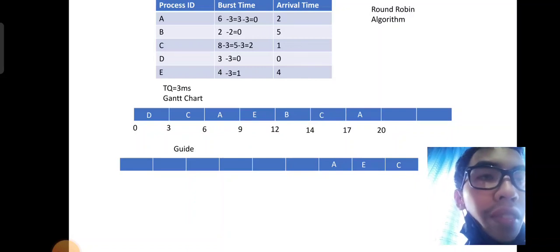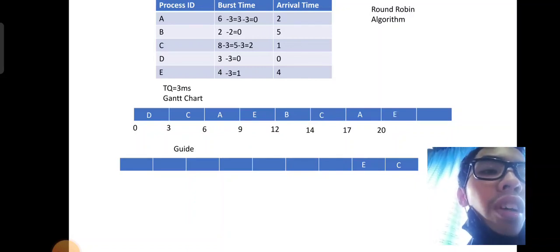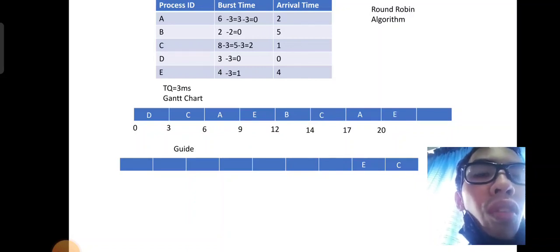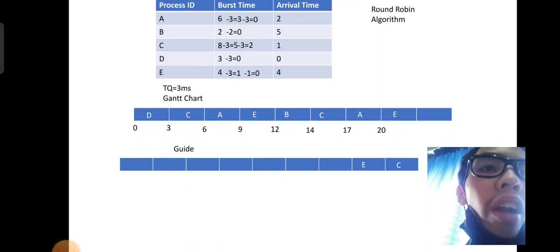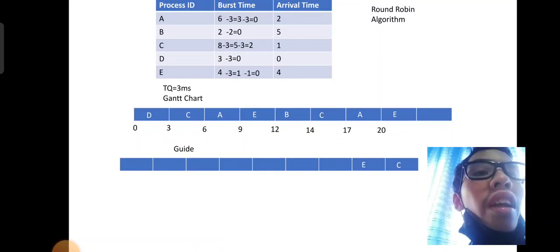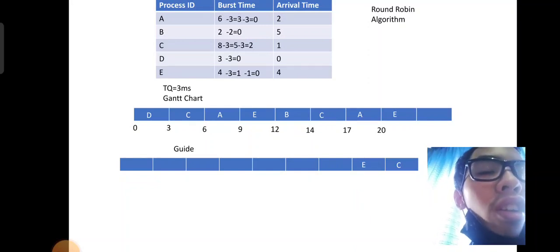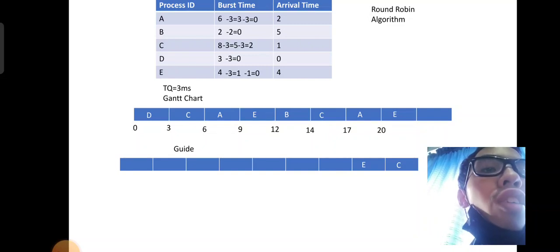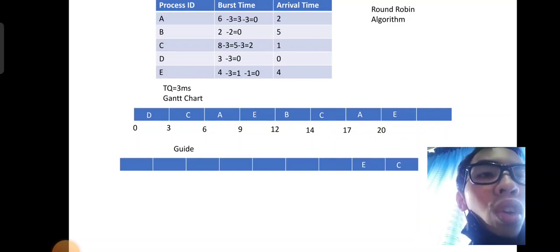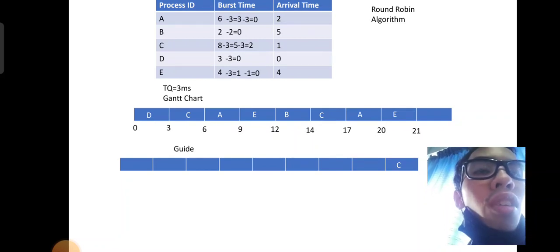Then after that, process E will enter the CPU. Then after that, to execute it, we will subtract the burst time of it by 1 because it has only 1 remaining. So 1 minus 1 is equal to 0. Then after that, what we subtracted will be added to the time finish of process A. So 20 plus 1 is equal to 21. That is the time finish of process E, 21. Then after that, we will not put process E after process C because it is done already. It has a burst time of 0.